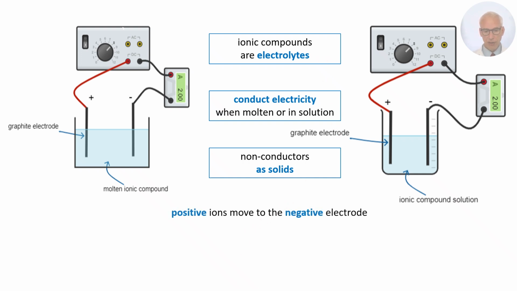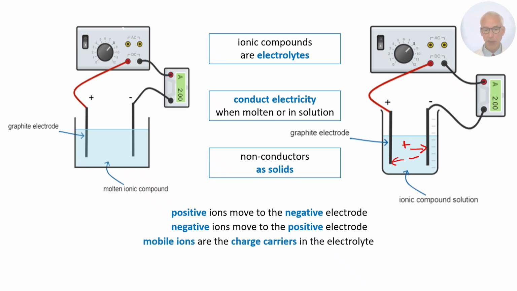Now, the positive ions move to the negative electrode. So if we have a positive ion, that will move to the negative electrode. If we have negative ions, of course, the negative ions will move to the positive electrode. Opposite charges attract, a very simple principle.